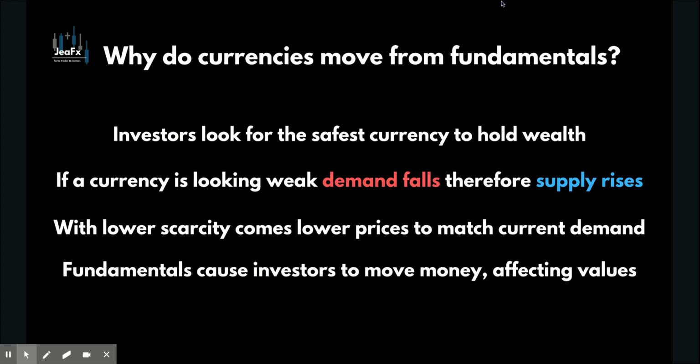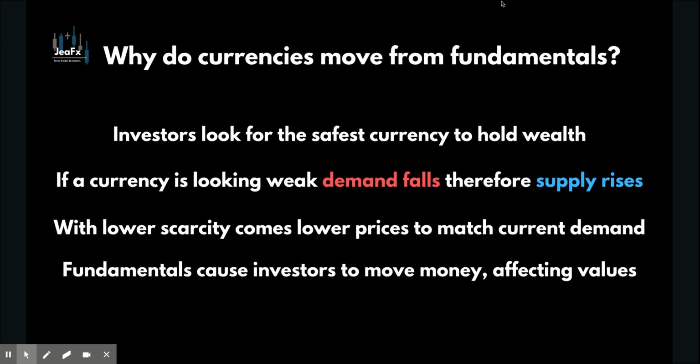Okay, as supply increases, demand falls. Okay, there is more supply to meet the demand, and people are trying to offload it. Okay, the demand is not there, so supply rises, and as such, scarcity falls, and price falls with it. So with lower scarcity comes lower prices to match the current demand when the demand has fallen.